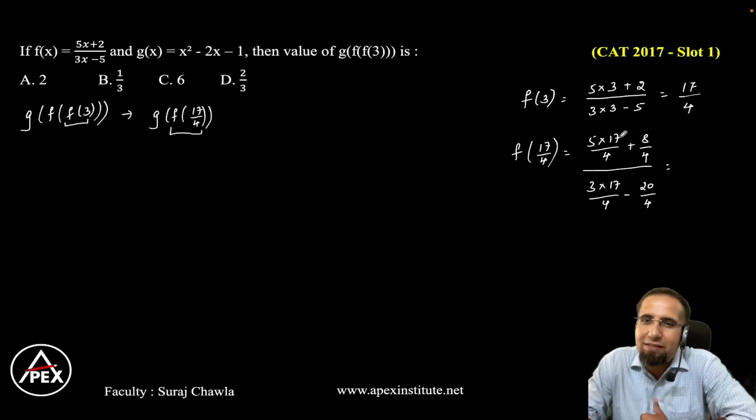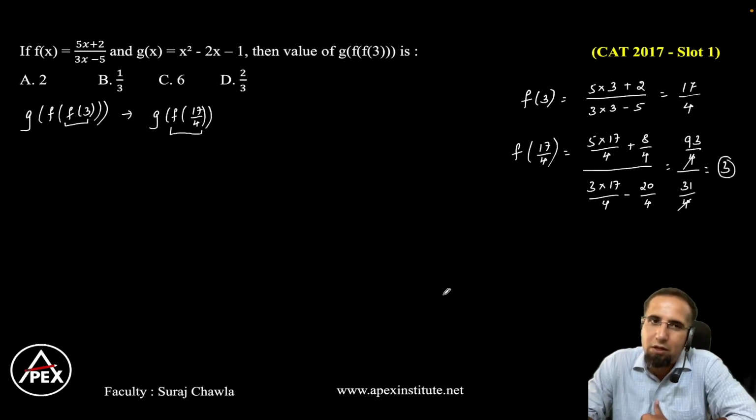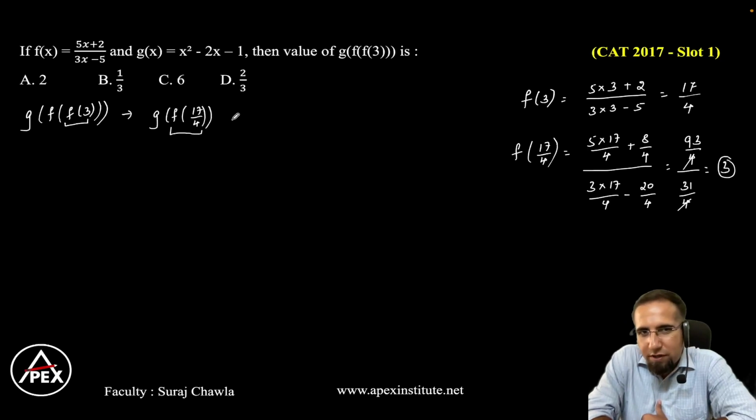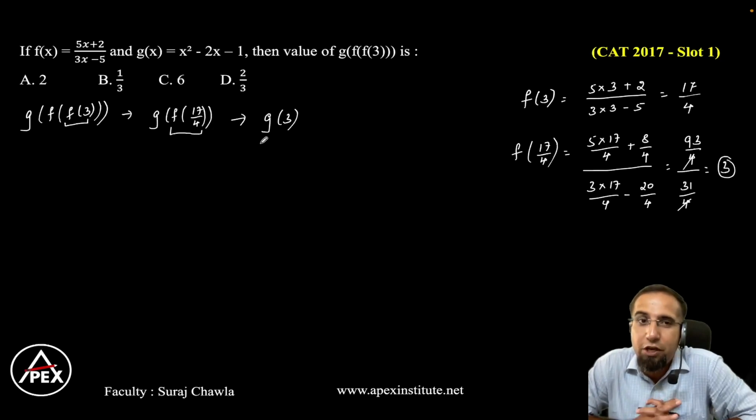So 5 17s is 85, 85 plus 8 is 93 by 4, whole divided by 51 minus 20 is 31. This becomes 31 by 4, 4 and 4 get cancelled. That is 93 by 31 and therefore the value becomes 3. So f of 17 by 4 is equal to 3. That means my job is to finally calculate the value of g of 3.